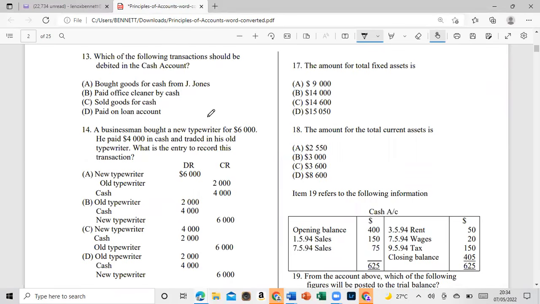A, bought goods for cash from J. Jones. No. B, paid office cleaner by cash. No, the money is going out. Once it decreases the cash, you don't put it in as a debit. If it increases the cash, then you put it in the cash account. Now C says sold goods for cash. That will definitely be a debit.